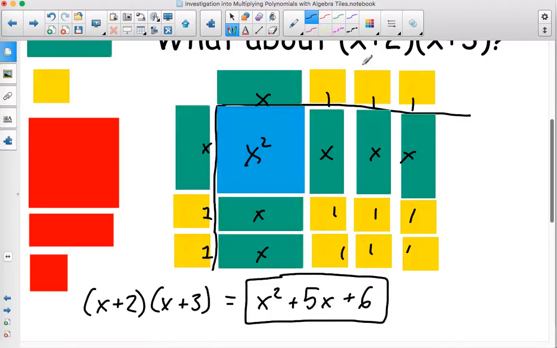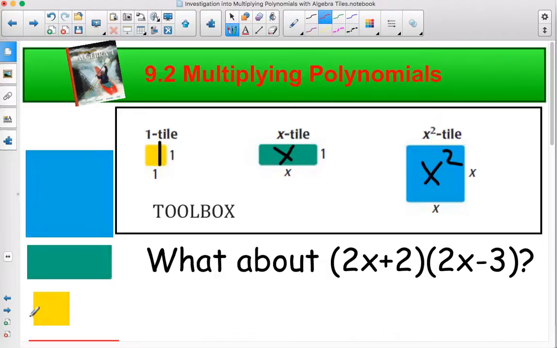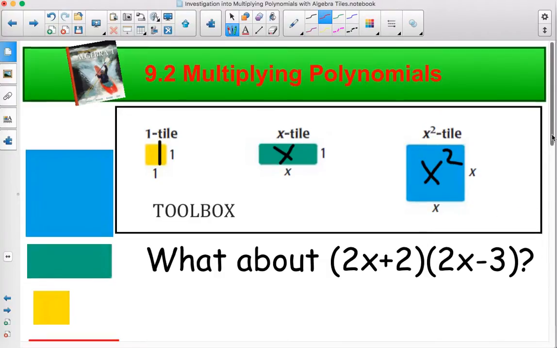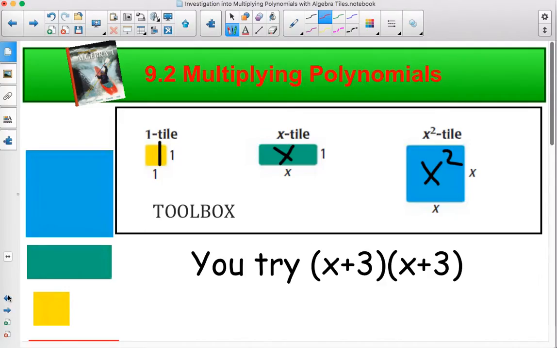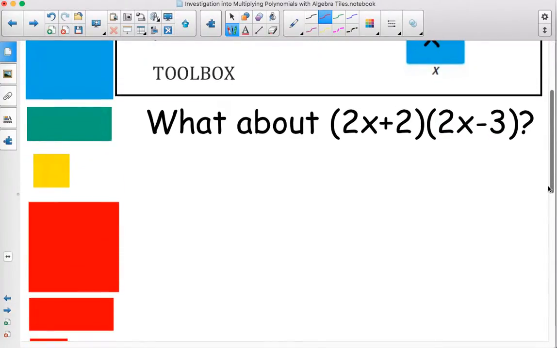And you might start to notice some patterns. Why did we get 6? What's the relationship between 2 and 3 that gave me 6? What's the relationship between 2 and 3 that gave me 5 x's? Maybe you'll start to recognize those patterns as we do a few more. So moving forward, what about if I did 2x plus 2 times 2x minus 3?